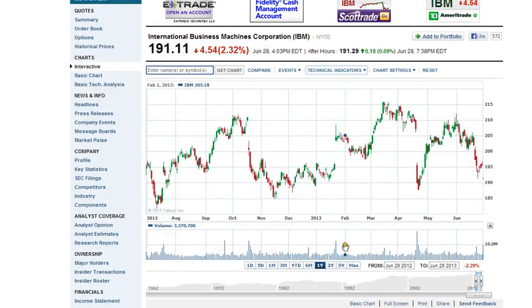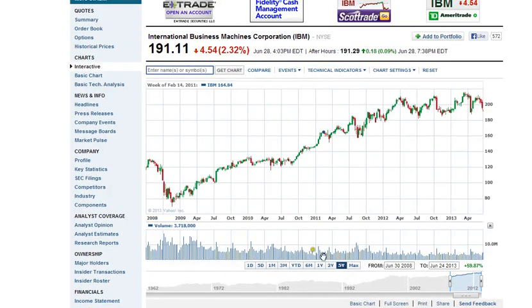Now, look at IBM. IBM's had a good, steady return, but it's been slow. You know, this is a 5-year chart. So we've gone all the way from 80 to 200. That's a good return, but it's not as crazy or as volatile as some of these other stocks. So just keep that in mind when you're investing.